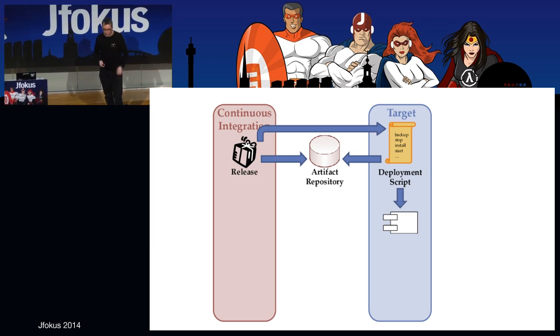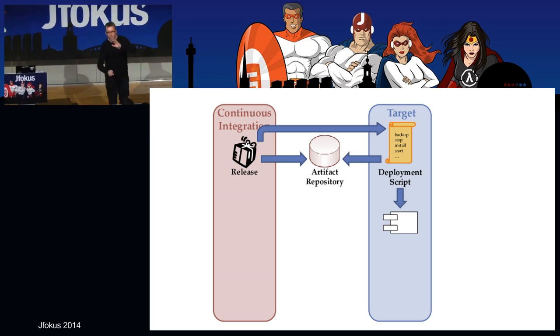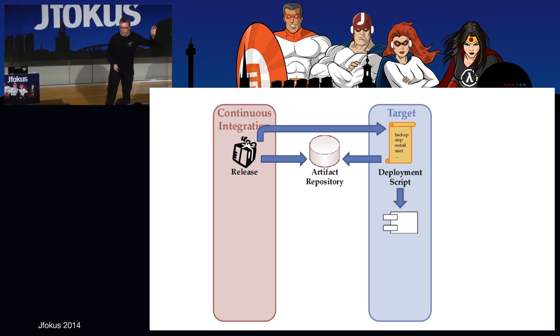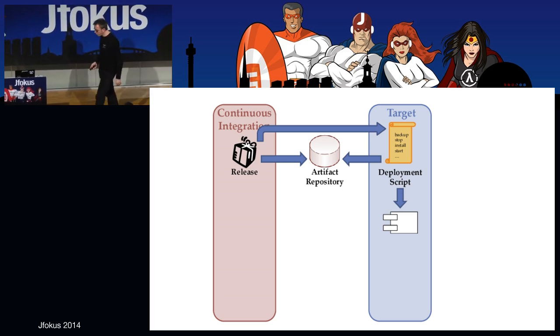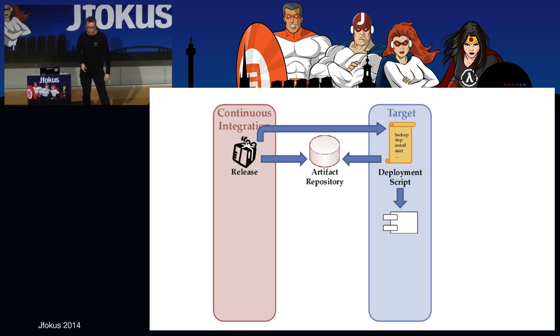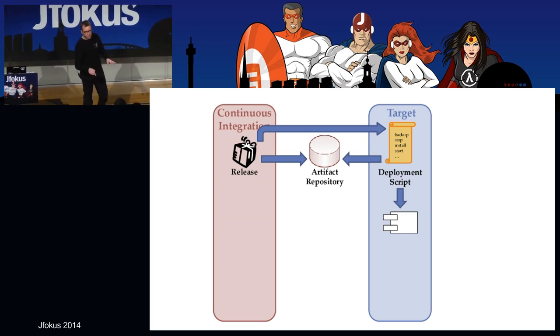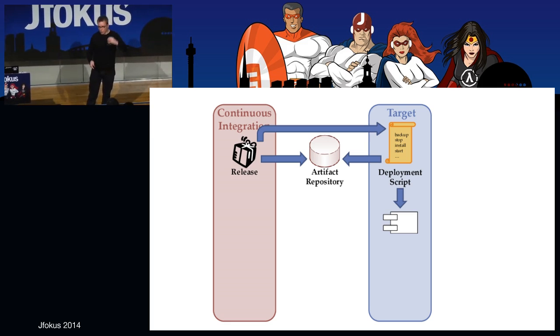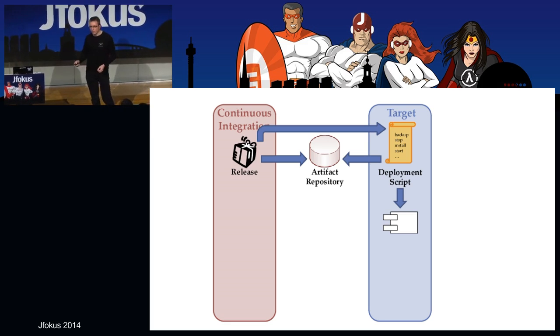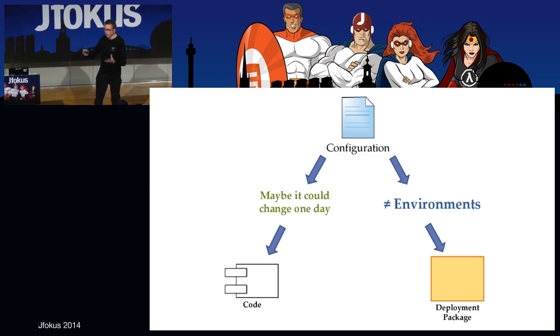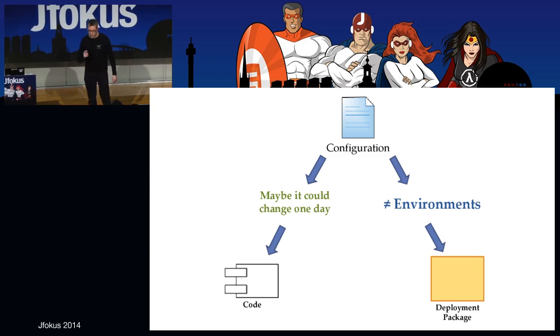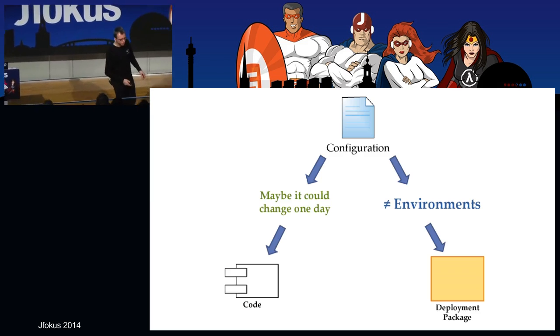Now, how does that look? We've performed our release, our artifacts are stored in the artifact repository. We now have our target system, it comes into play. And if we want to deploy something on there, we call the deployment script. The deployment script stops the existing version, pulls the new version from the artifact repository, and starts the code up. Okay, on to configuration.